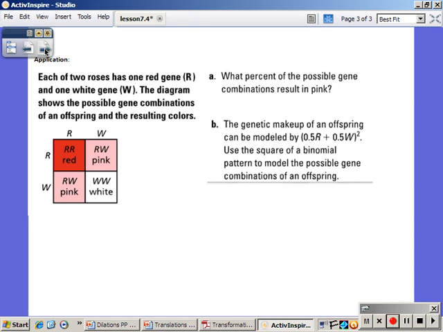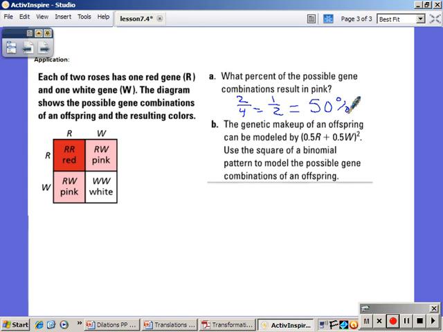So it asks us in part A, what percent, so we're going to get a percent, of the possible gene combinations result in pink? Well, how many pinks do you see? There are 2 out of a total of 4 possibilities. 2/4 is 1/2. Well, what's 1/2 as a percent? It is 50%. So there is a 50% chance when we cross these 2 flowers that we would end up with a pink rose.